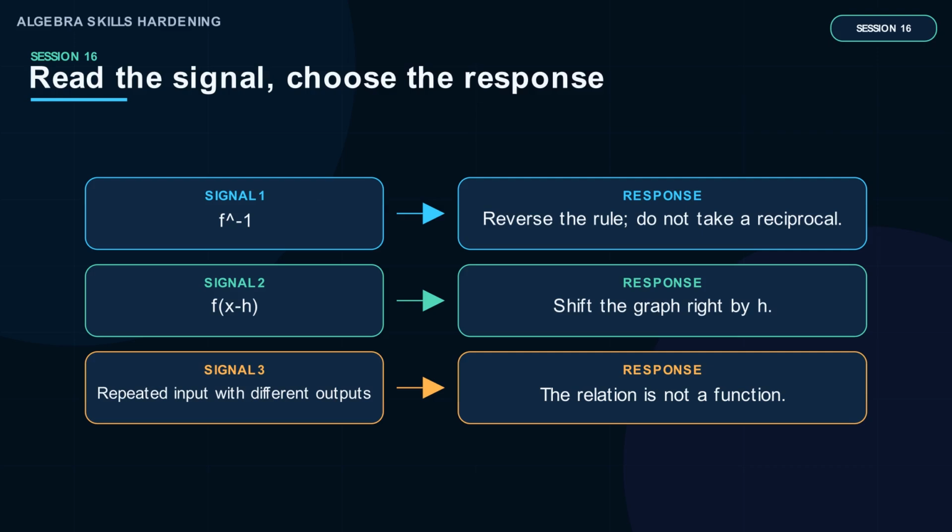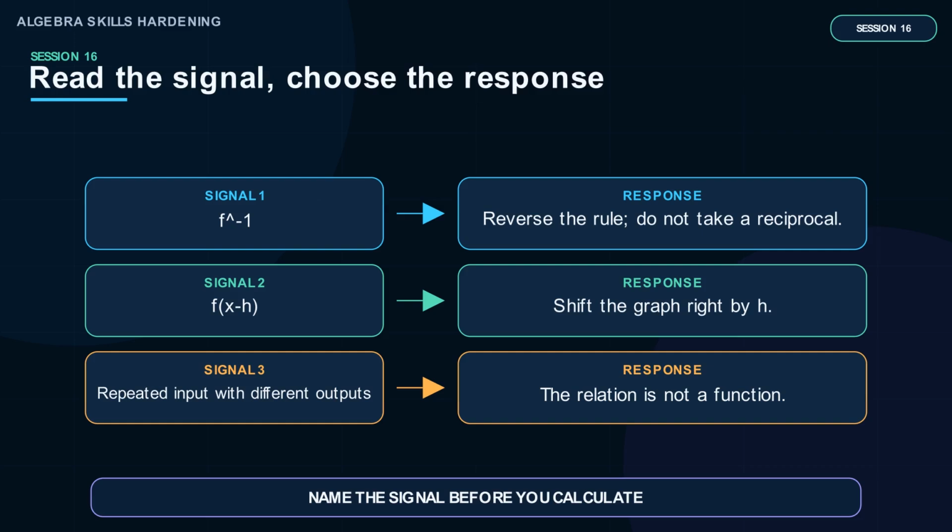Signal 3 is repeated input with different outputs. Remember, the relation is not a function. This separates plausible from valid answers. If you cannot name the signal, slow down. Deliberate classification is faster than repairing rushed algebra.